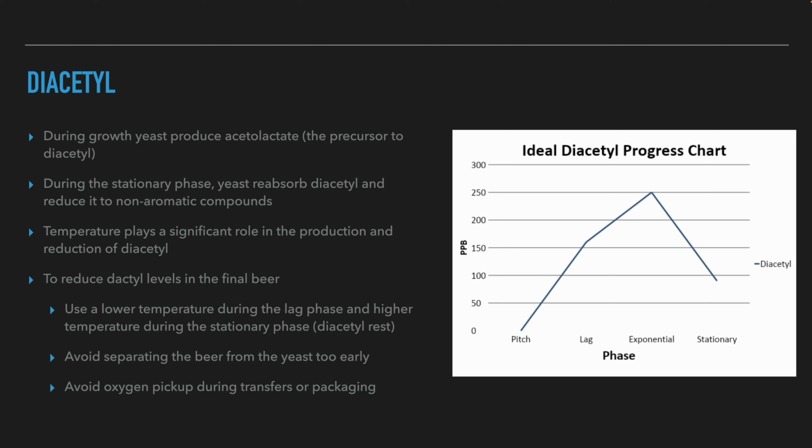To lower the levels of diacetyl in the final beer, you can do 3 things. The first is to keep the wort at a degree or 2 less in the lag phase to suppress the formation of acetolactate, and a degree or 2 more in the stationary phase to encourage the cleaning of the diacetyl from the beer. The second is to avoid separating the beer from the yeast before they've had time to clean the beer from off flavors. And the third is to avoid oxidation during the packaging stage. Oxygen can restore the diacetyl and also turn alcohol back into acetaldehyde.